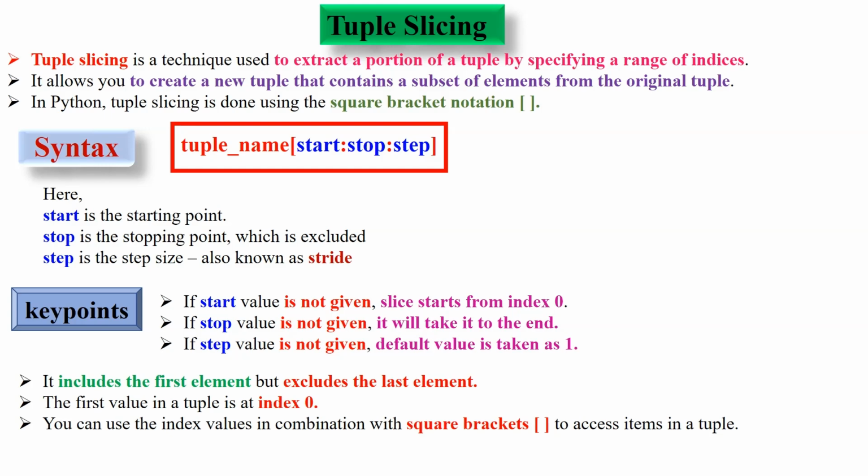Here, start is the starting point. Stop is the stopping point, which is excluded. Step is the step size, also known as stride. Some key points to remember. If start value is not given, slice starts from index 0. If stop value is not given, it will take it to the end. If step value is not given, default value is taken as 1. It includes the first element, but excludes the last element. The first value in a tuple is at index 0. You can use the index values in combination with square brackets to access items in a tuple.